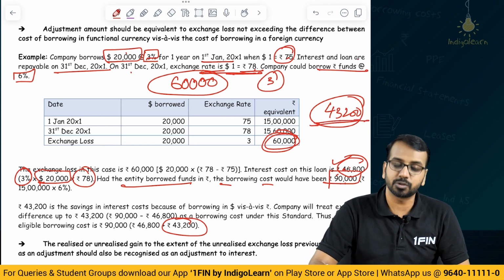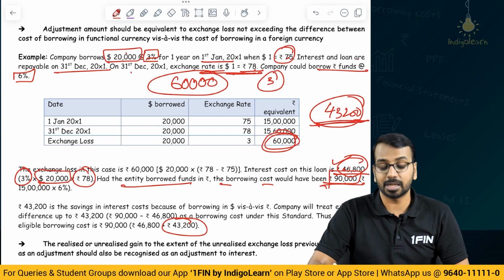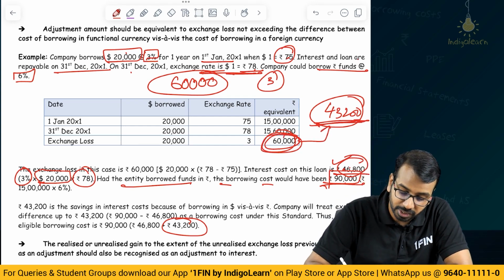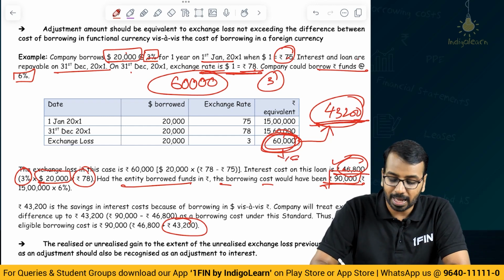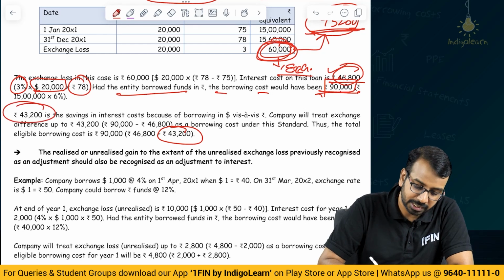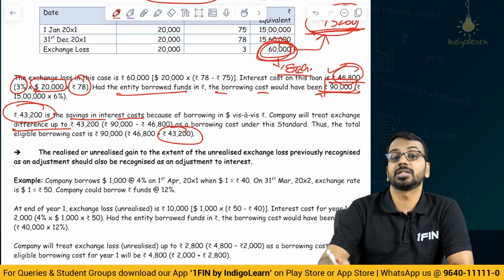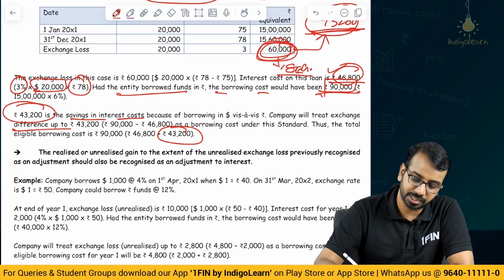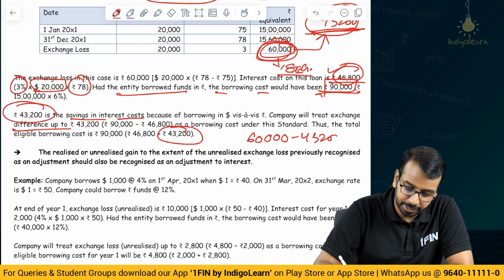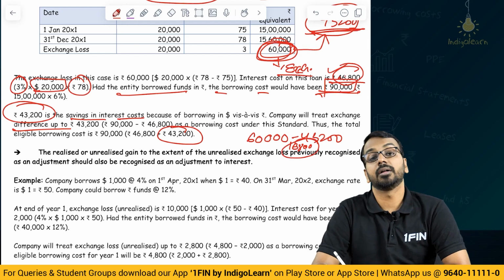This 43,200, the difference between INR cost and foreign currency cost, to the extent of this amount, exchange difference should be treated as borrowing cost. Means out of this 60,000, 43,200 is borrowing cost, and the balance will be your exchange fluctuation. So 43,200, the savings in interest cost, will be treated as borrowing cost, and the balance amount, whatever is left over, will be treated as exchange difference. That is 60,000 minus 43,200, so 16,800 will be treated as your exchange fluctuation.